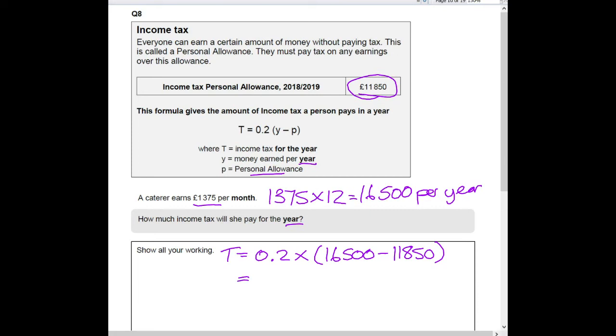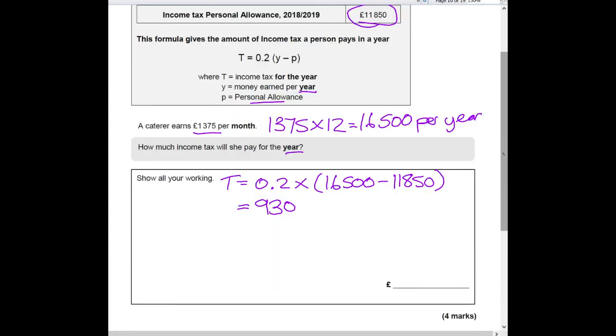So we can put this into our calculator all in one go. And we get 930 on our calculators. So on the answer line, they've already given us the pound sign, the units. It's £930 of tax that needs to be paid. And all of that is worth 4 marks.